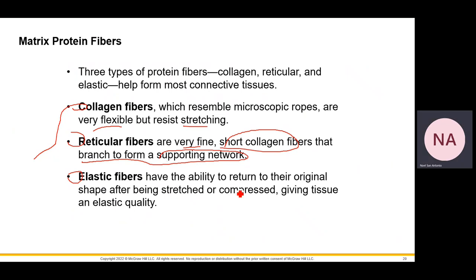And lastly, you have your elastic fibers. Elastic, because they are elastic, meaning, even if they are compressed or stretched, they have the ability to return to their original shape, giving the tissue an elastic quality. So, example is the tissue that makes up the aorta and most blood vessels in the body. Most blood vessels in the body, like the aorta, are highly stretchable because of the elastic fibers found, no? Okay? The tendons of our muscles, they are also stretchable because they contain elastic fibers.